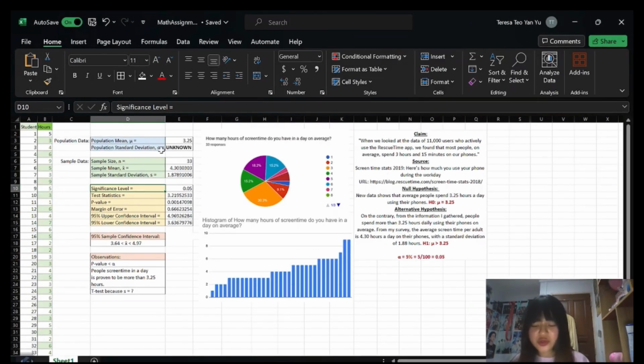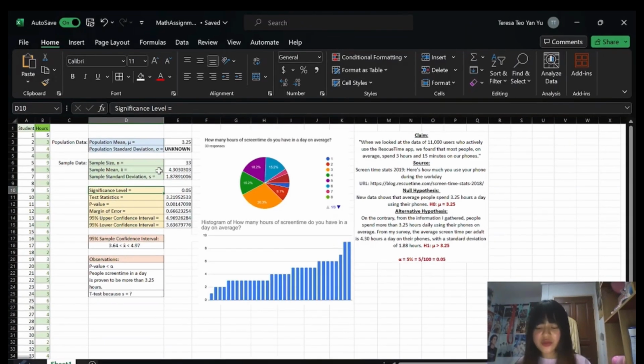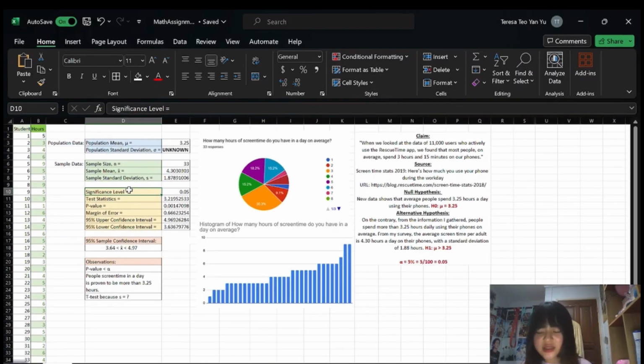Now, let's quickly skim through the population data we have at hand. The only information we have from the article is that the mean is 3.25 hours, alongside its sample size, which is 11,000. Leaving the standard deviation, as in the variations of responses, unknown. This is important, so please do keep this in mind.